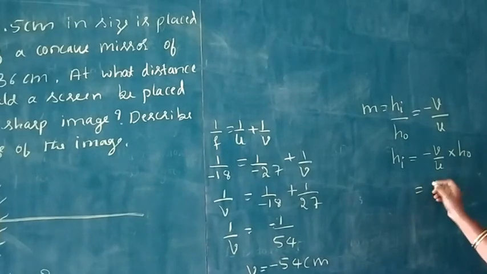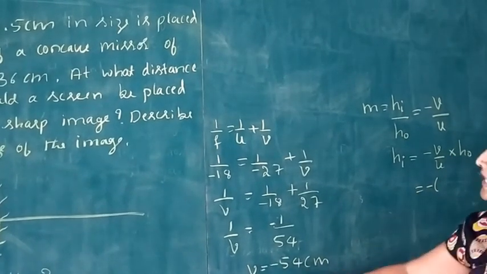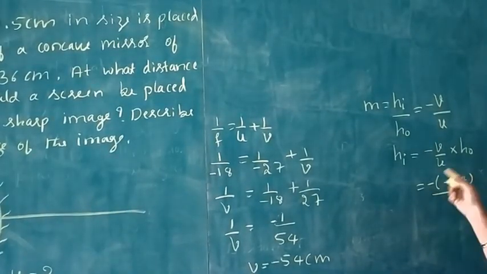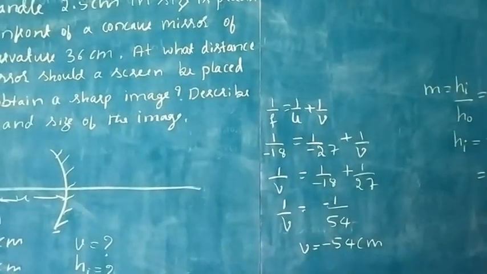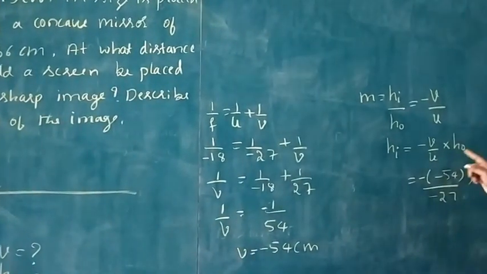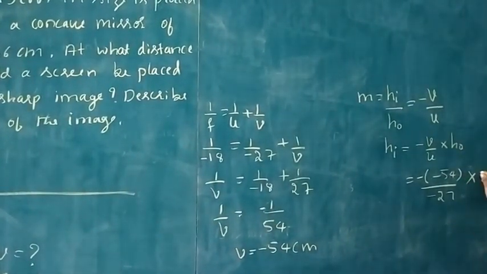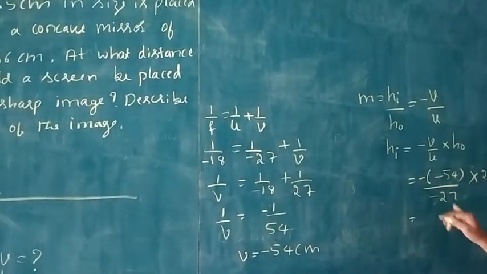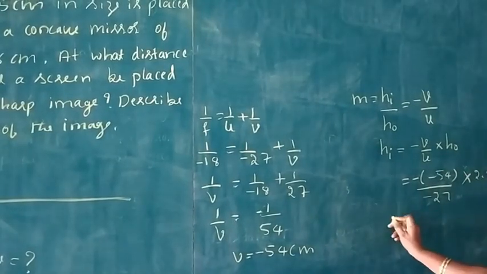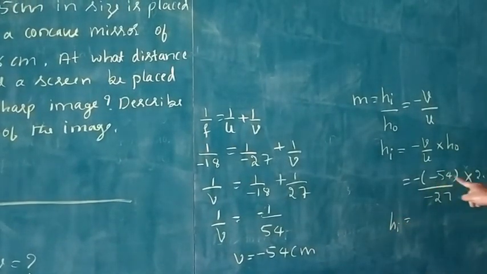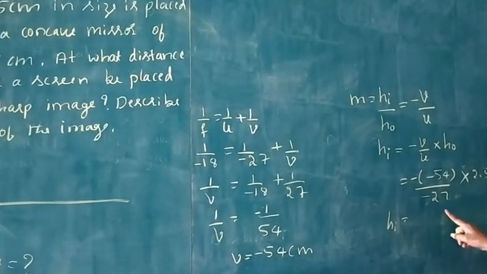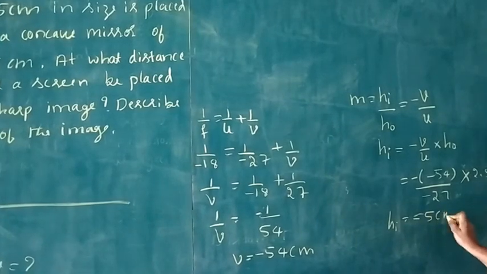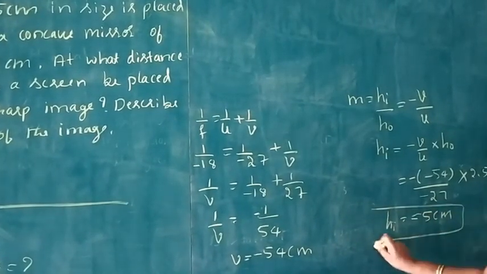Here minus of v, v is minus 54, divided by u, object distance is minus 27, into ho. Ho is 2.5 centimeter. The one negative sign cancels, but the other negative sign remains. So hi is equal to minus 54 into 2.5 divided by 27. We will get minus 5 centimeter. hi is equal to minus 5 centimeter.